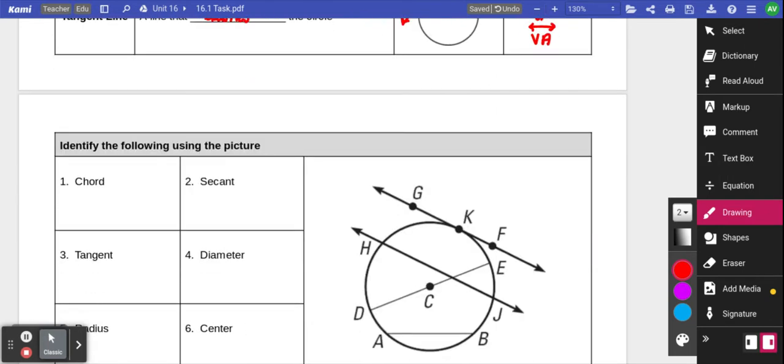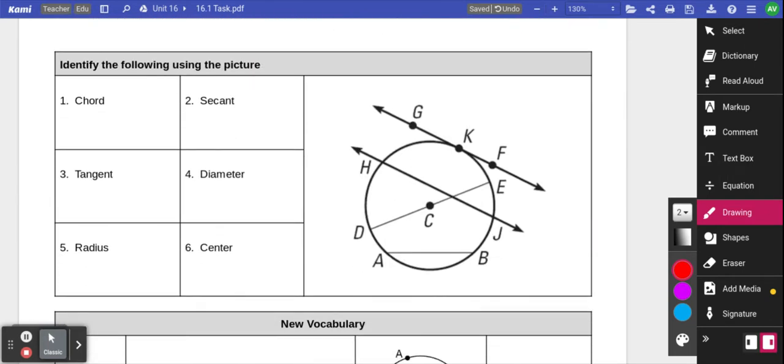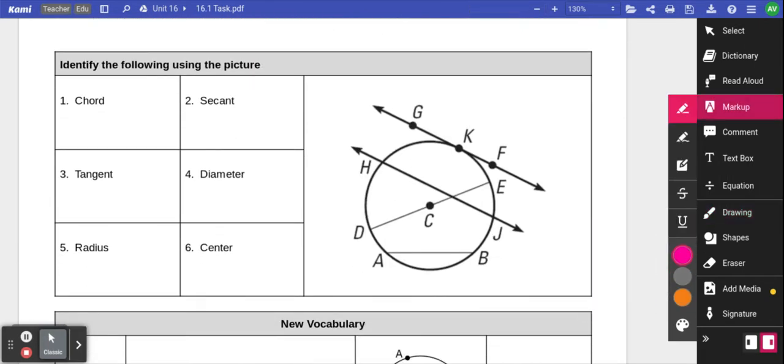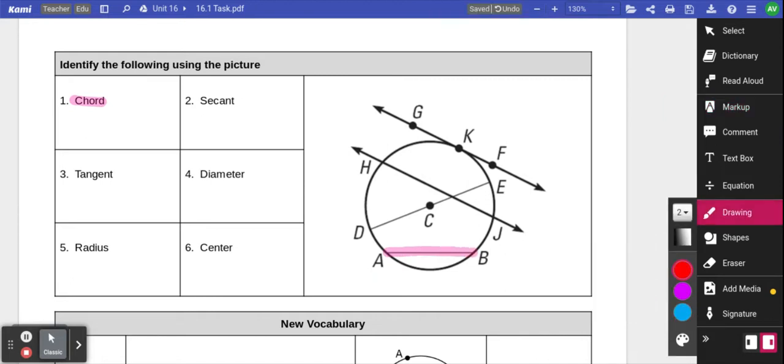I'm going to be giving you a picture and saying, name these features. So the first thing I might ask you to name is a chord. A chord should be a segment that starts and stops on the circle. So an example of a chord would be right here. It's AB. If I wanted to name that, since it's a segment, I would name it either AB with a little segment symbol on the top, or BA with a little segment symbol on the top.